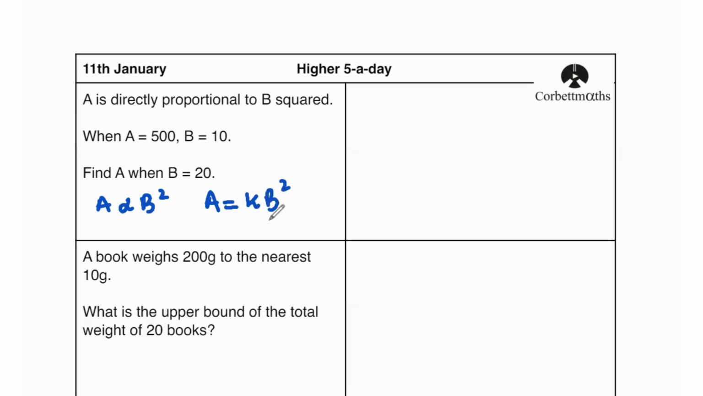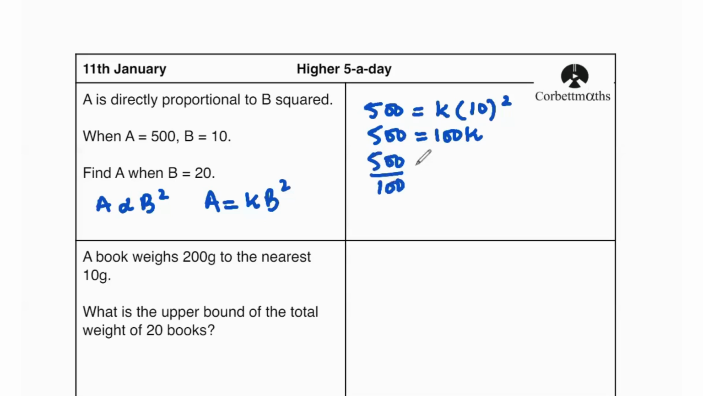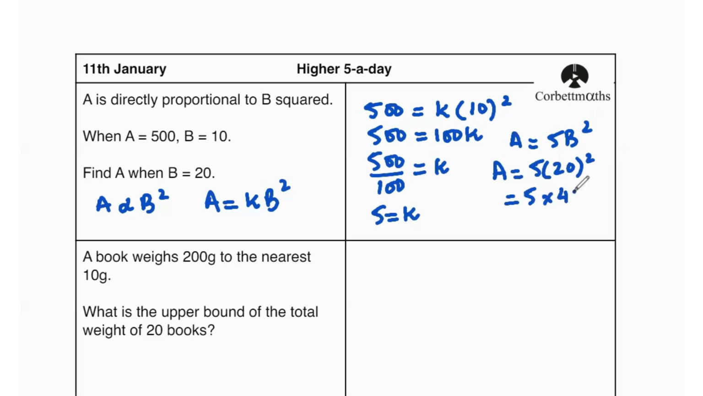To find the value of the constant of proportionality first, we put A equals 500 and B equals 10. So that's going to be 500 equals 100K, and 500 divided by 100 is 5, which means A equals 5B squared. Now they want us to find the value of A when B is 20. So 5 times 20 squared, which is 5 times 400, and that's 2000.